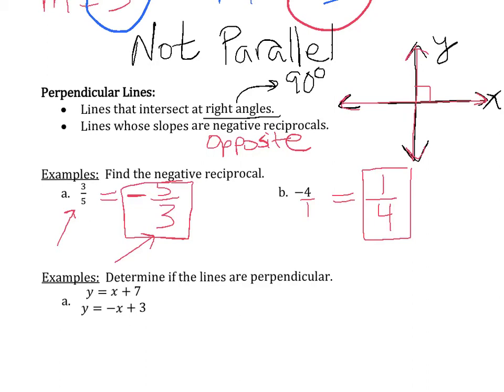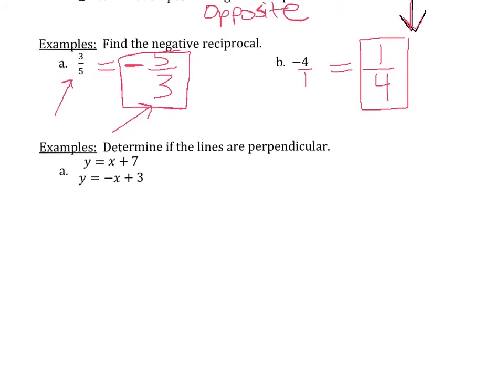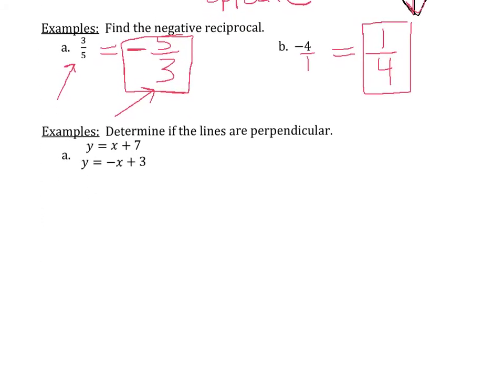All right? And so now that we know about negative reciprocals, let's move on to determine if two lines are perpendicular. I have the line y equals x plus 7 and y equals negative x plus 3. Well, I'm going to first look at the slope of this line right here. Remember, your slope is whatever is in front of your x when your equation is written in y equals mx plus b form. And so in front of that x is a 1.